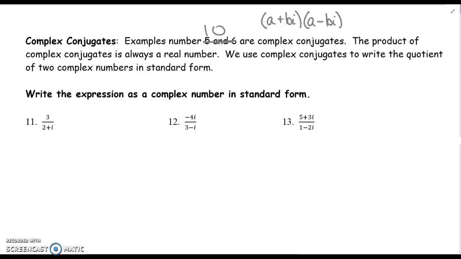So 3 over 2 plus i. To get rid of the square root in the denominator, we need to multiply both the numerator and the denominator by the complex conjugate. So if our denominator is 2 plus i, the conjugate would be 2 minus i. And whatever we multiply to the denominator, we have to also multiply to the numerator. On the top, we are simply going to distribute. So 3 times 2 is 6. And 3 times negative i is negative 3i.